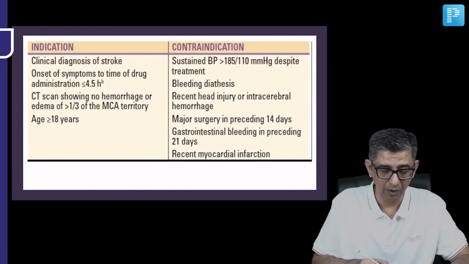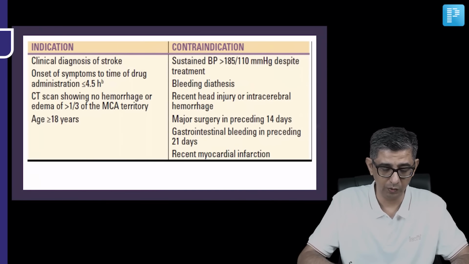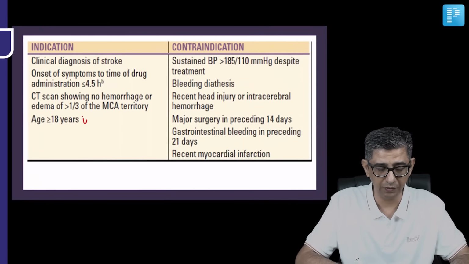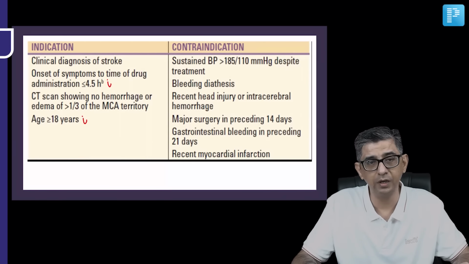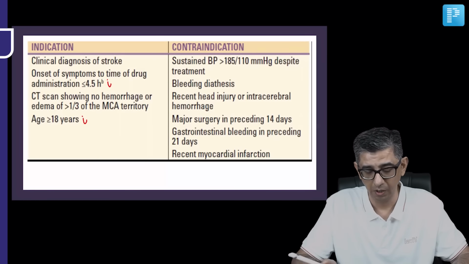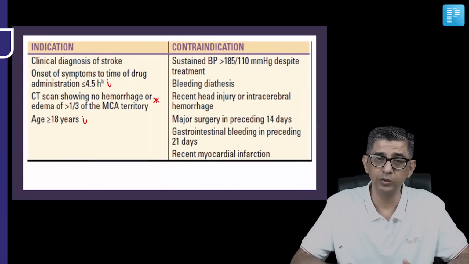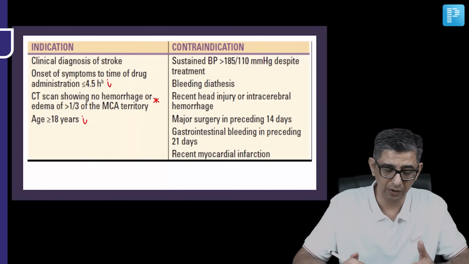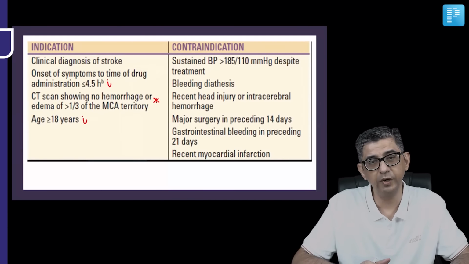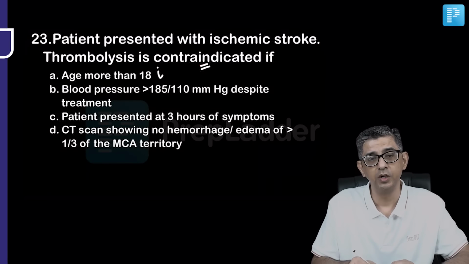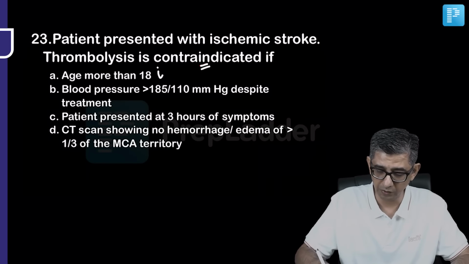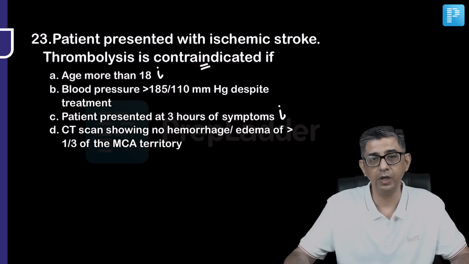Let me just show you the reference also. This is what the textbook also says, that age more than 18 years, and if the person is coming within 4.5 hours, we should be doing thrombolysis, and obviously there should be a clinical diagnosis of stroke in the patient. I'll come back to this slide once again, but I just want to say that we do thrombolysis within a window period of 4.5 hours and the age of the patient should be more than 18 years. So two options here would be straight away indications, that is option A and C.